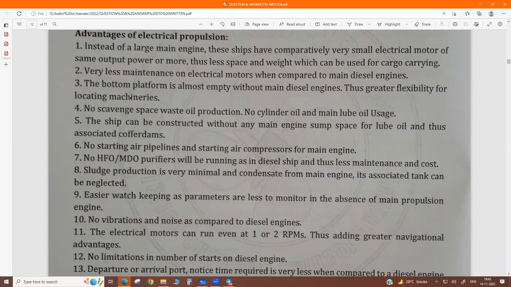In a steam engine loco, the starting time and shutdown time is very important. It takes time for the ignition. But a motor quickly starts and quickly stops.